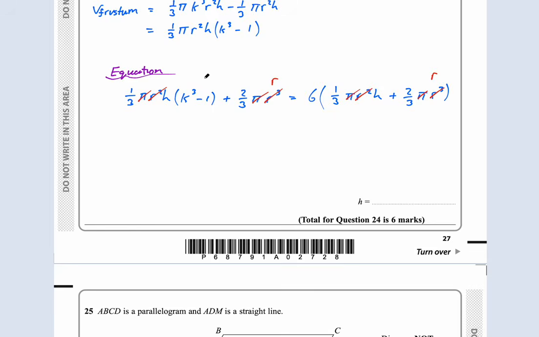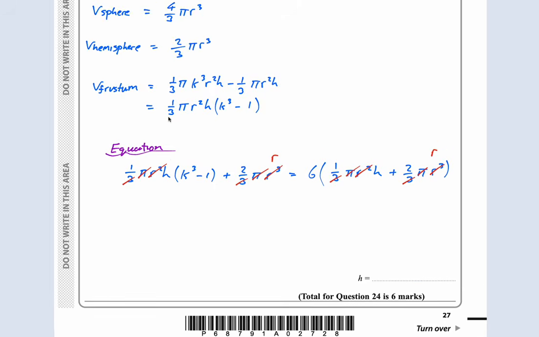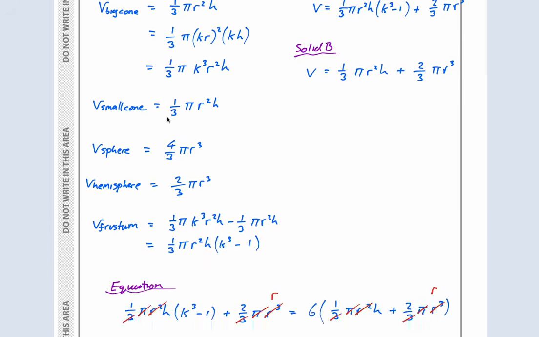Next thing, there's a third. I can multiply across by 3. That will delete all these thirds. So multiply by 3, multiply by 3, multiply by 3, multiply by 3. Okay, now I'm left with h into k cubed plus 1. So what am I trying to find, guys? I'm trying to find h.